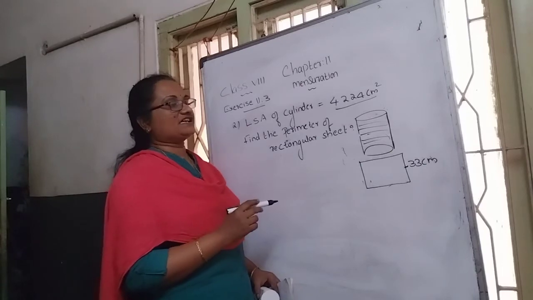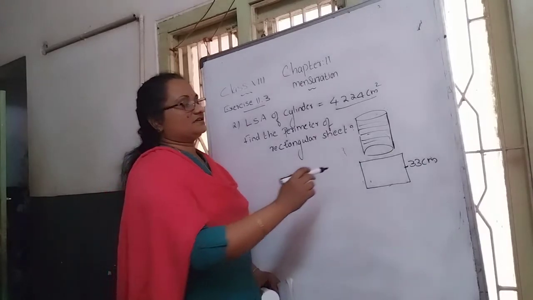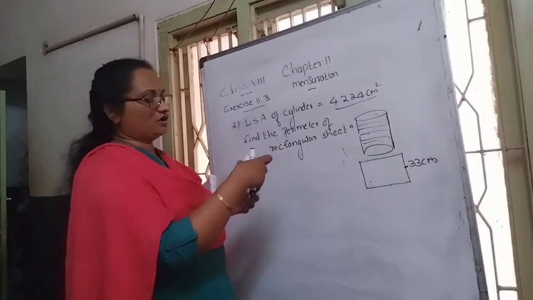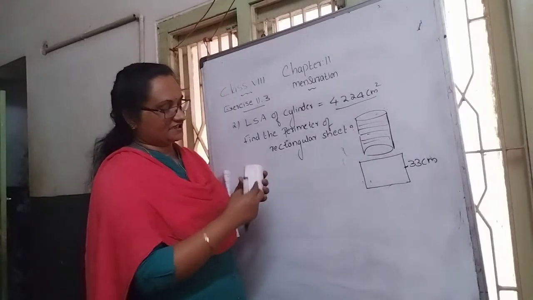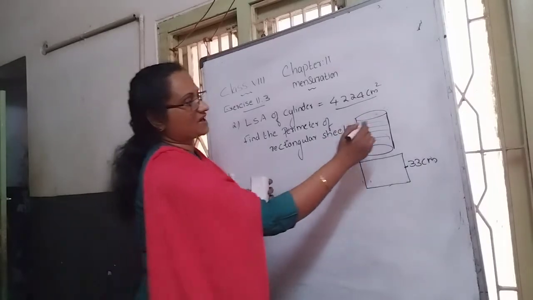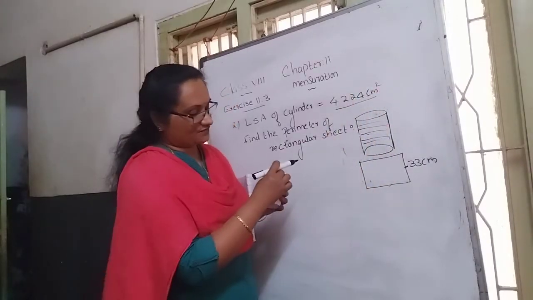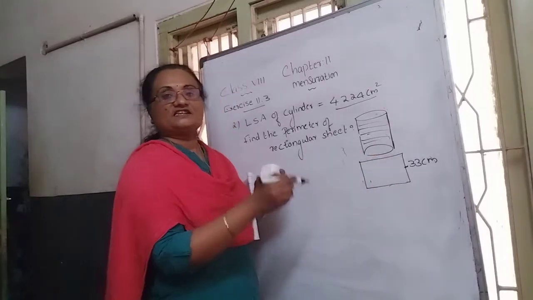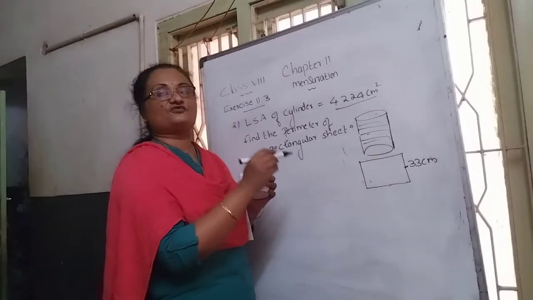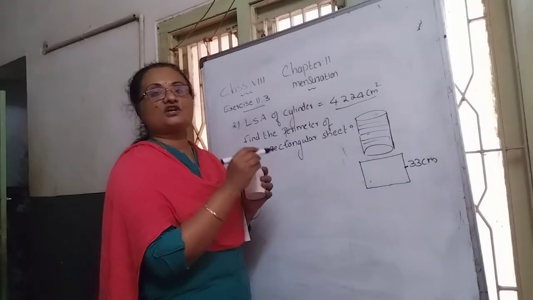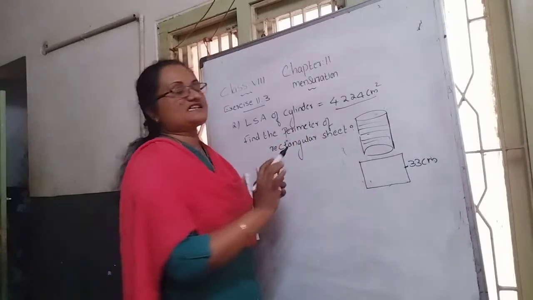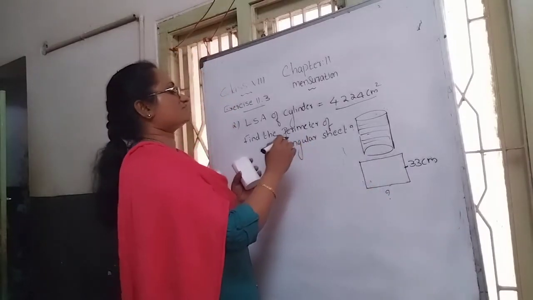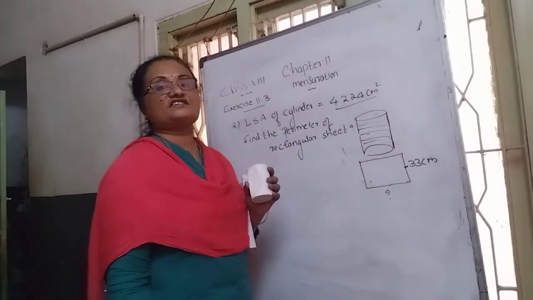Then next, they say that if we cut this cylinder along the height, we get a rectangular shape. In that rectangular shape, the breadth, width being another name for breadth, is given as 33 centimeter. Find the length, and after that find the perimeter of the rectangular sheet.